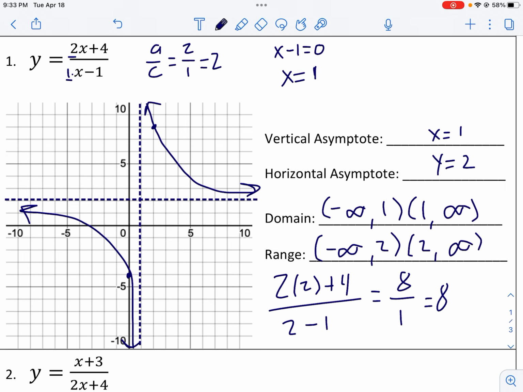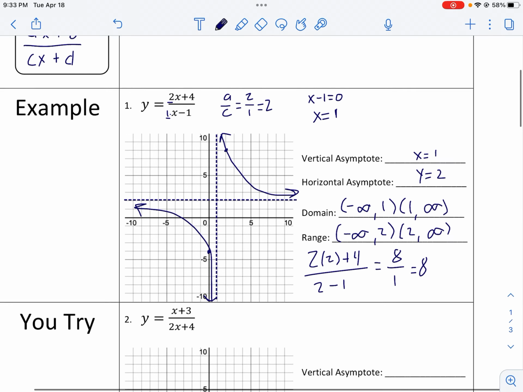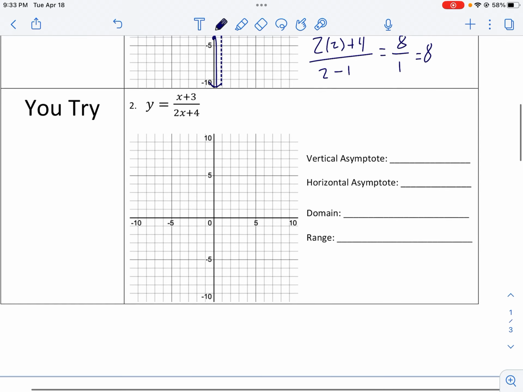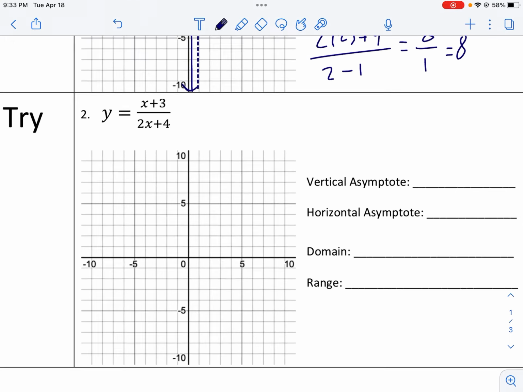All right, so just like we did yesterday, I'll just go ahead and show you the second example as well. I recommend you pause this video and try the example on your own and then come back and watch it just to make sure you know what you're doing. But if you're just going to watch it, then just watch it.